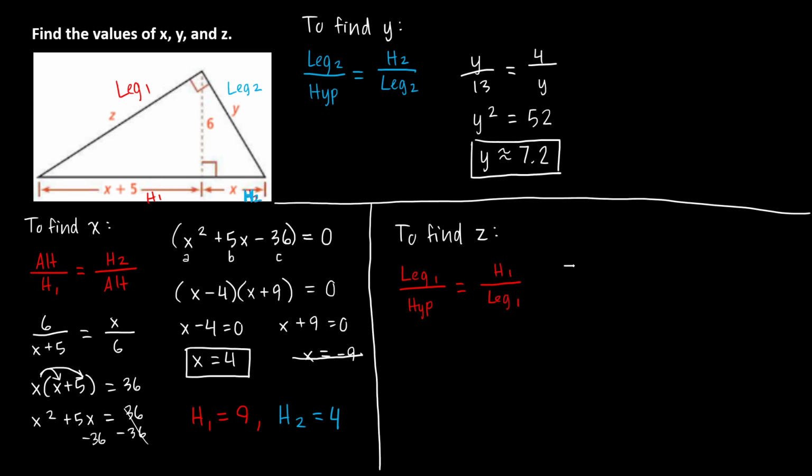So let's fill in that information. Leg 1 is just z. The whole hypotenuse is 13. The portion of the hypotenuse next to z is 9. And of course, leg 1 is z. So again, cross multiplying, z squared is equal to 9 times 13, which is 117. And so z is the square root of that. So z is approximately 10.8 units.